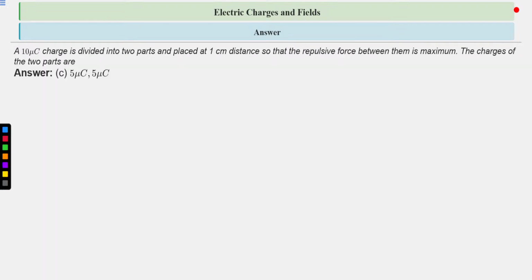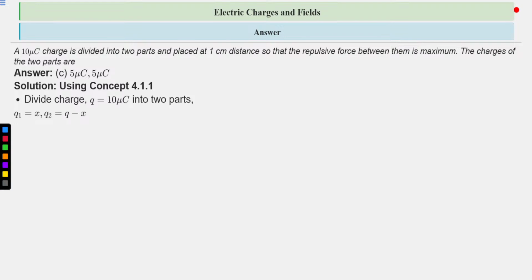Okay, the correct option is C, 5 microcoulomb, 5 microcoulomb. Okay, solution. Using concept 4.1.1, divide charge Q equal to 10 microcoulomb into two parts. So we are dividing this charge into two parts. We don't know whether we have to divide it into equal parts or unequal parts, so we'll see how we'll do this.